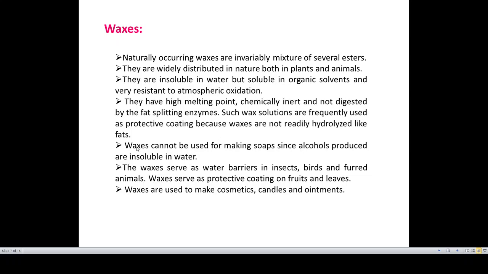However, these waxes cannot be used for making soaps since the alcohols that are produced are generally insoluble in water.